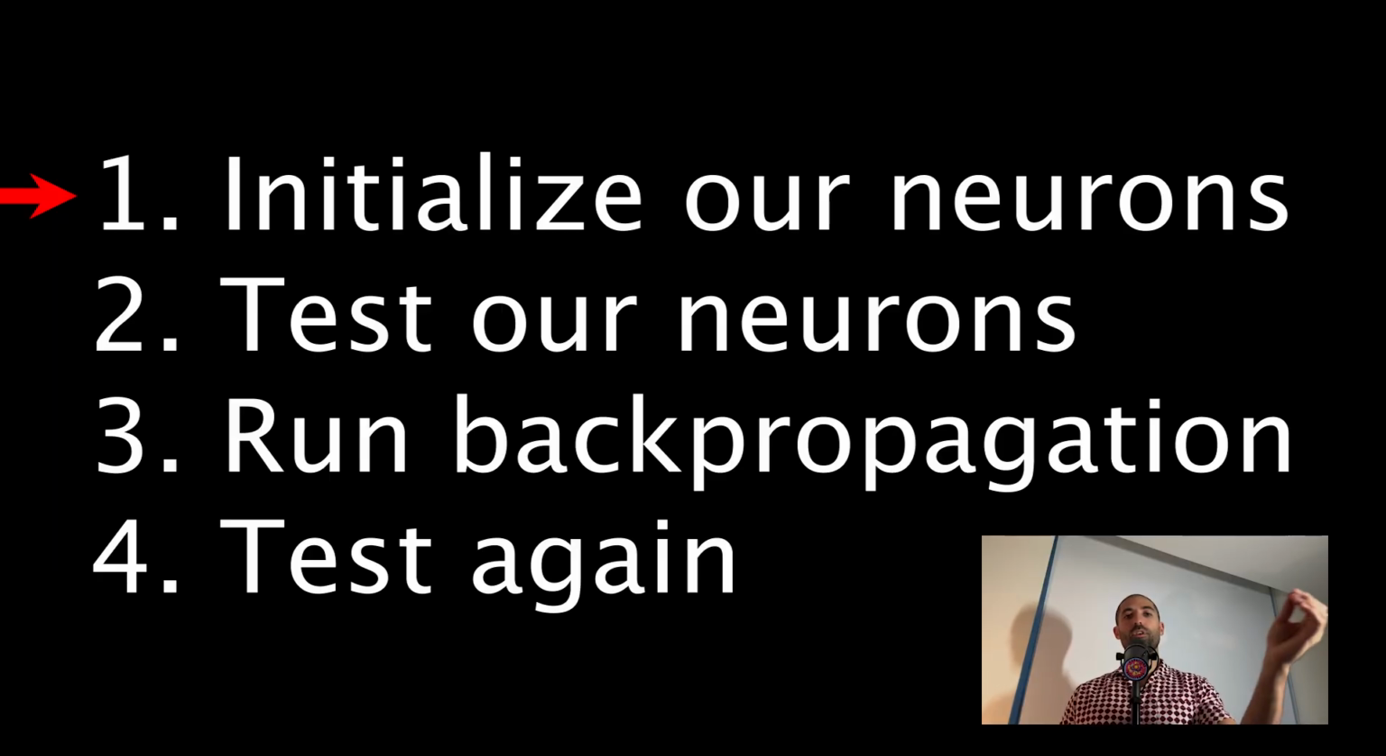1, we're going to first initialize our neurons. 2, we are then going to test out our neurons to see how they behave before we train them. 3, we are then going to train them, or run backpropagation on them, using our data. And then finally, 4, we're going to test them again to see if they are better matching our data.